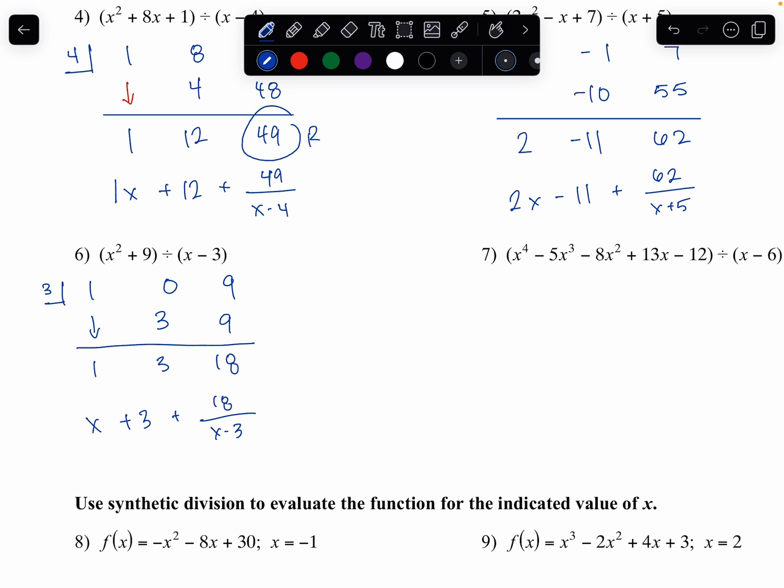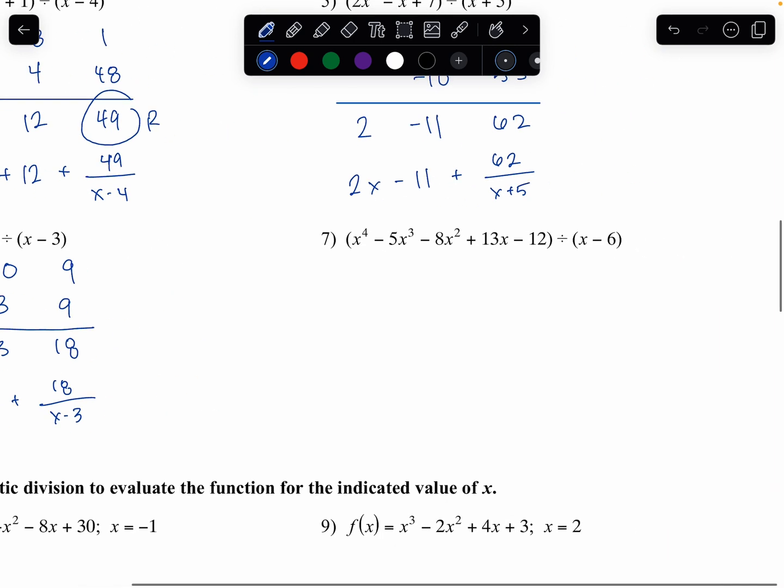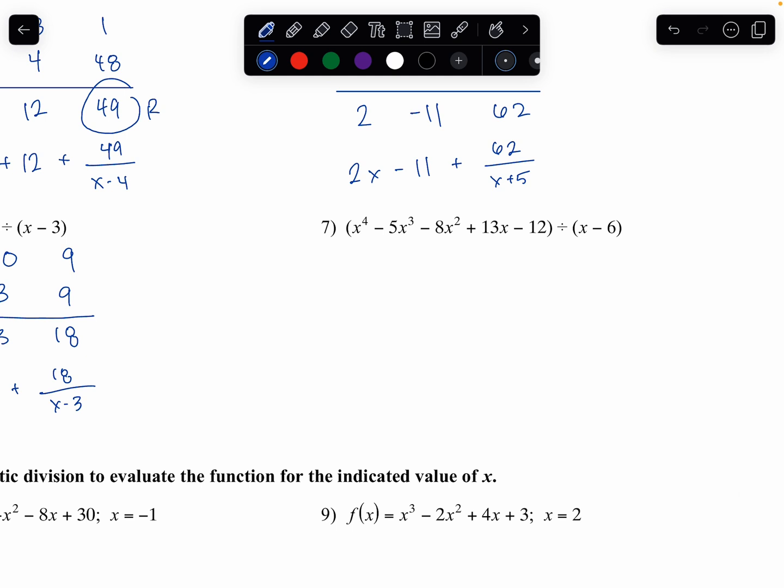Okay, let's move on to the next one. So for number 7, that's a big polynomial there. We're just going to have a lot of leading coefficients is all, so that shouldn't be too bad. Okay, so the box number has to be 6, since that's what's going to make the divisor 0. And then we have 1, -5, -8, 13, and -12. And we don't need a placeholder here. We got 4, 3, 2, 1, 0. So we have all terms that we need.